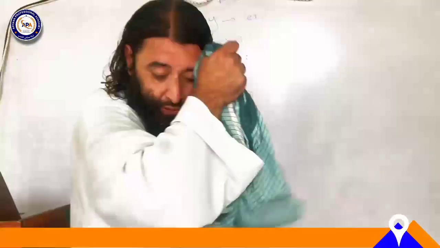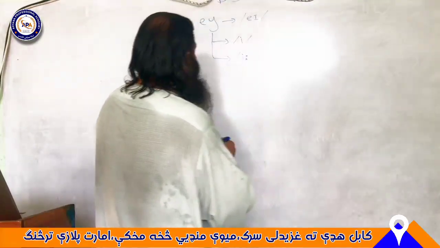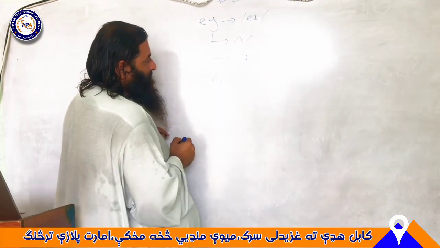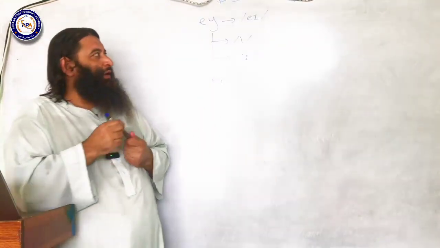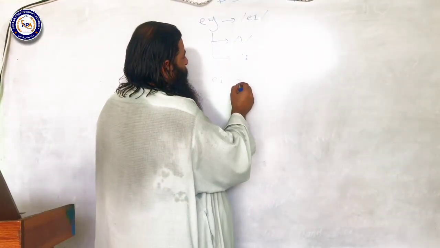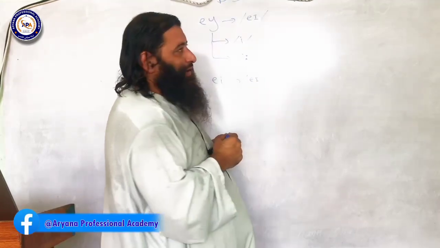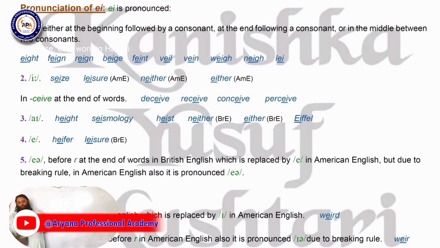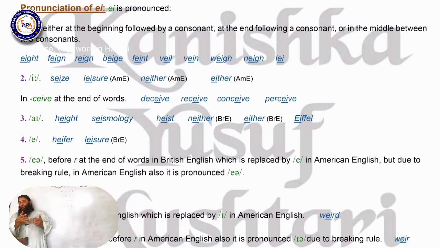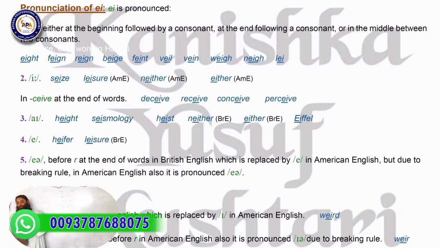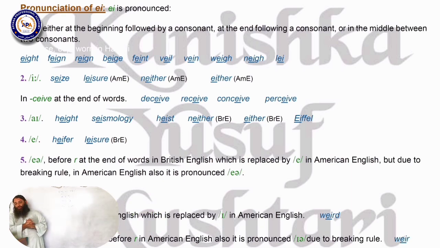The next digraph we are going to discuss is EI. The first sound of EI is again like the first sound of EY, that is the A sound. And EI can give this sound either at the beginning of words followed by a consonant, or at the end of words preceded by a consonant, or in the middle between two consonants. Examples for beginning like eight, for middle like faint, rain, beige, veil, vein, and at the end like way, nay, and lay.